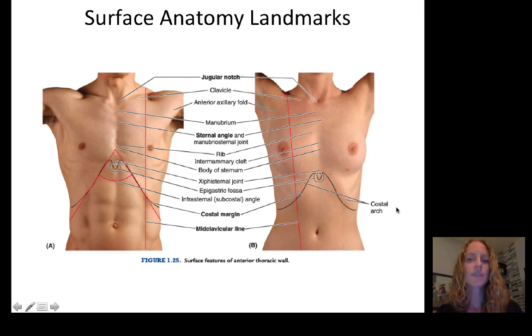Here's a view of the surface anatomy landmarks with the skin, and you can see these different regions are very prominent on the thoracic cage.